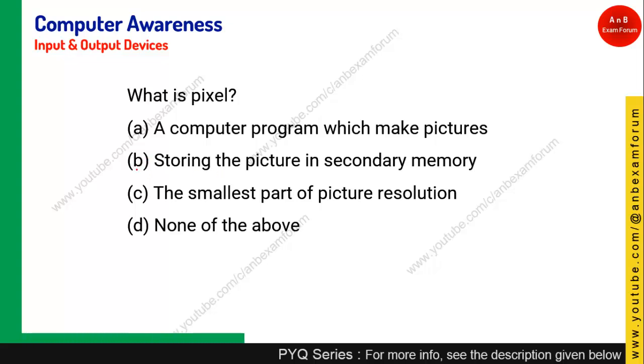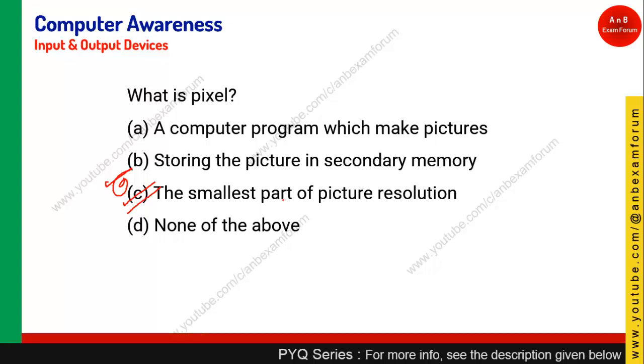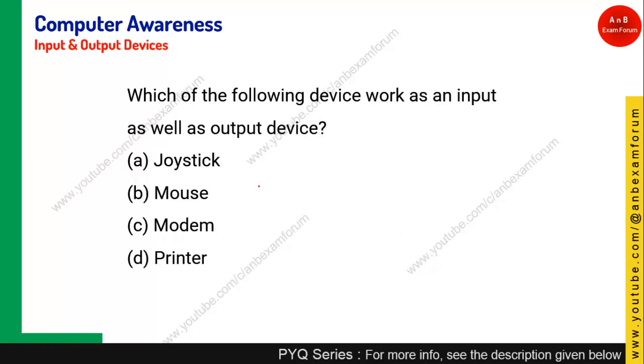So pixel, we have already seen this question. It is basically the smallest part of the picture resolution. The smallest part of a picture is known as pixel.